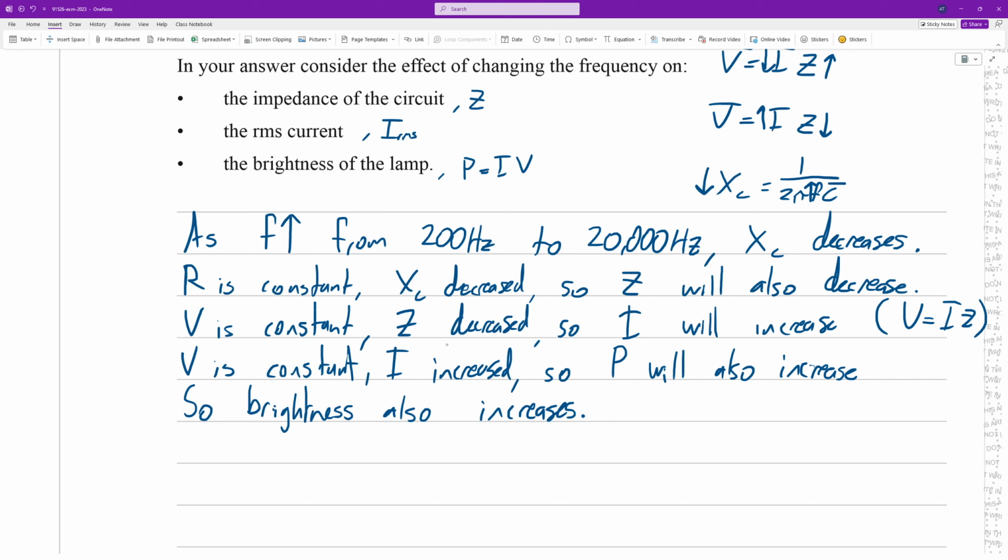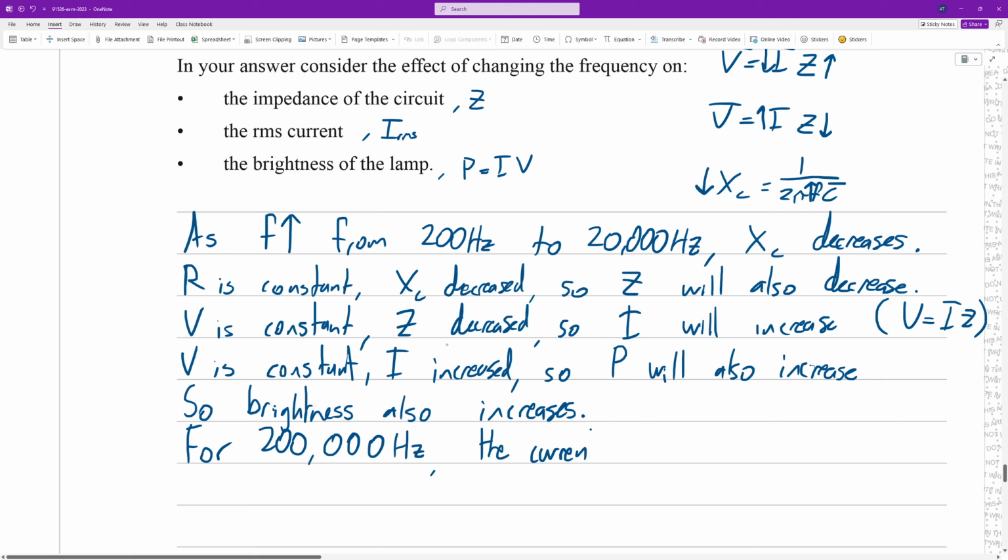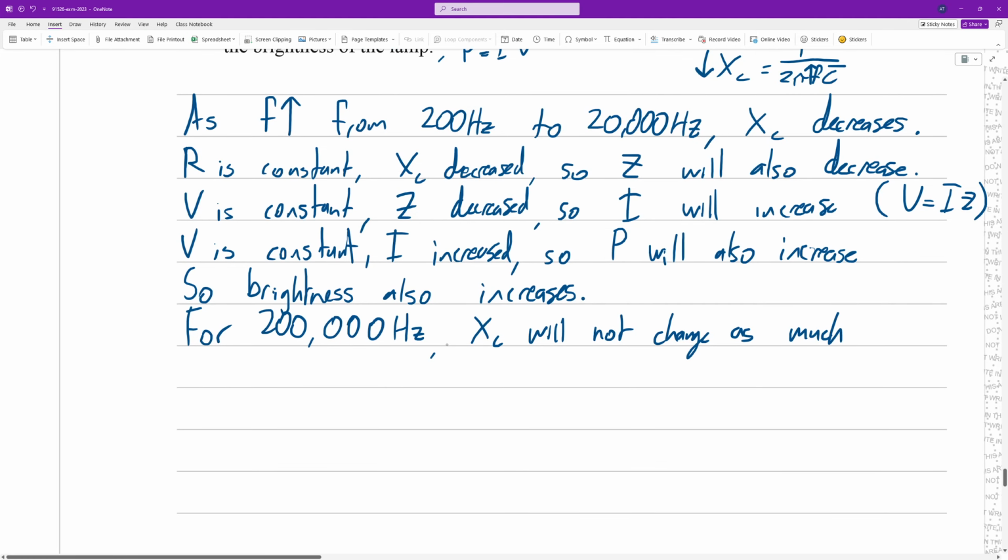However, for 200,000 hertz, the current, the reactance, let's just use symbols, XC will not change as much. If you're like, well, why is that the case? We just times frequency by 10 again.